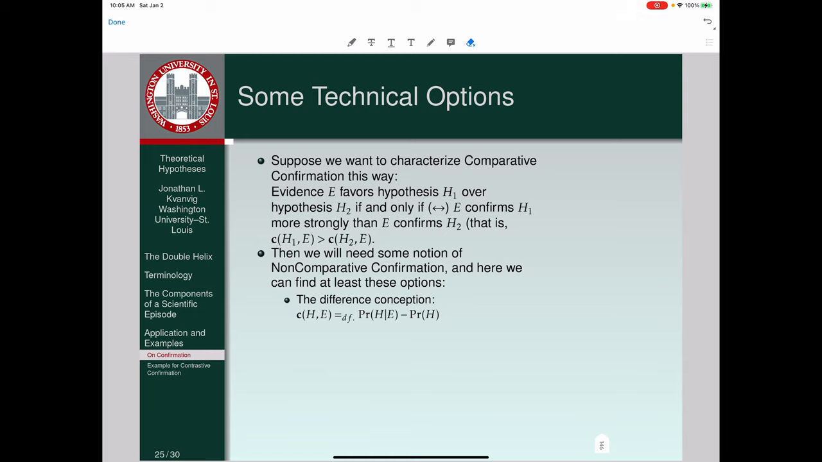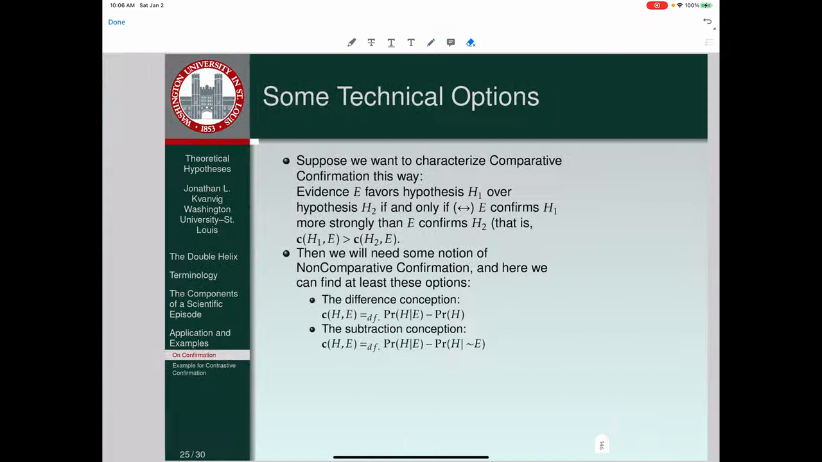We know we have this basic underlying probabilistic inequality. So we want the probability of the hypothesis given the evidence to exceed that of the hypothesis itself before you had the evidence. So how do we measure the degree of confirmation generated? One very simple answer is just subtract the second from the first. Maybe the measure of confirmation generated is just to be found in this way.